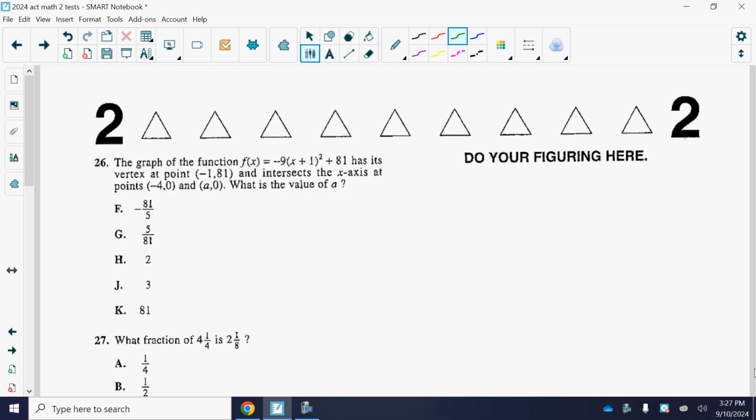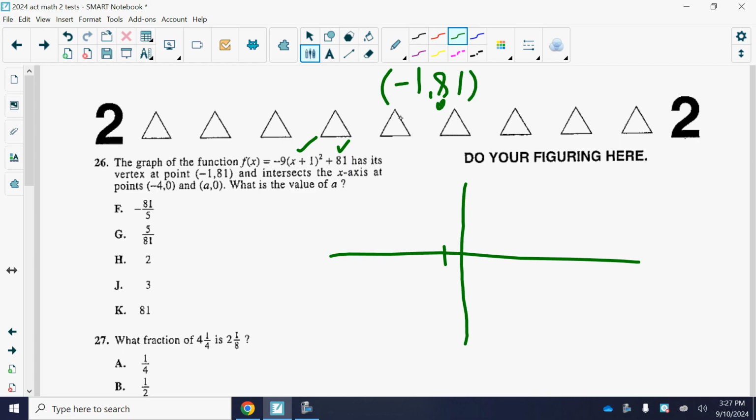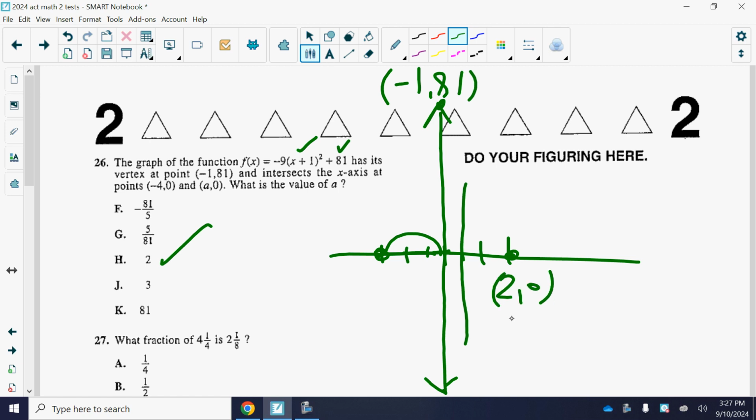What's this? Shift rules, huh? So the vertex is left 1, up 81. So it's way the heck up here. Now that's also the axis of symmetry of the parabola. So if one intersection is -4, that's 1, 2, 3 units to the left. So we also go 1, 2, 3 units to the right. It's at 2, 0. That's all based on the symmetry of the parabola.